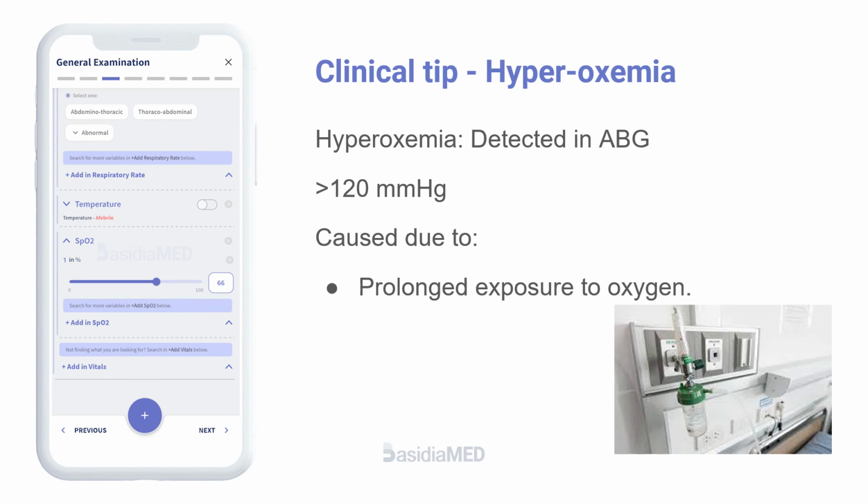Hyperoxemia is generally detected using ABG testing and is defined as blood oxygen levels above 120 millimeters of mercury. This is mostly seen when patients are exposed to high pressures of supplemental oxygen for prolonged periods.